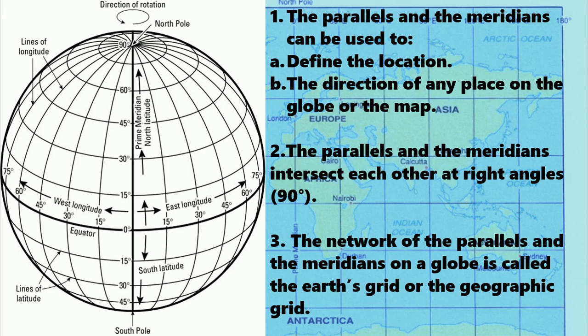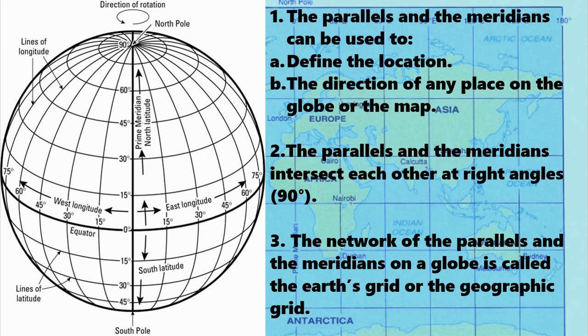The network of the parallels and the meridians on a globe is called the Earth's grid, and it is also known as the geographic grid. Okay, that is all for today.